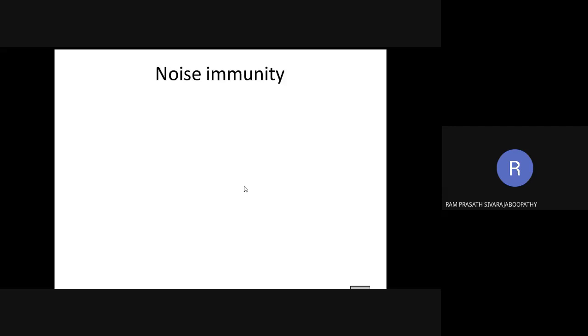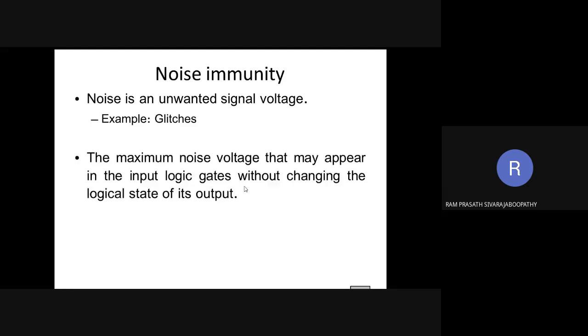Immunity means it can withstand even if you had some noise. The ability of the circuit to work properly even after addition of noise signal, that we call it as noise immunity. Noise is an unwanted signal voltage, the maximum noise voltage that may appear in the logic input such that it won't change the logical state of its output.